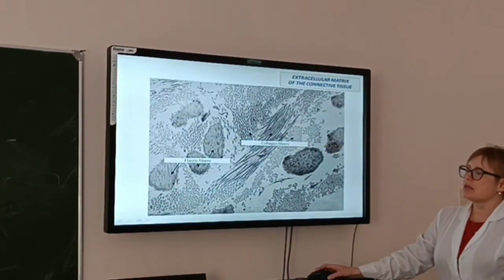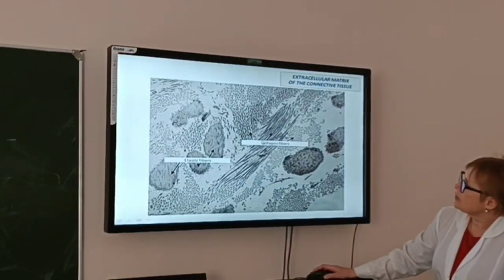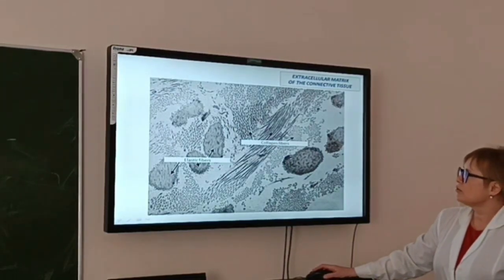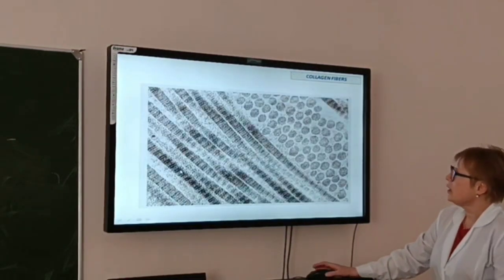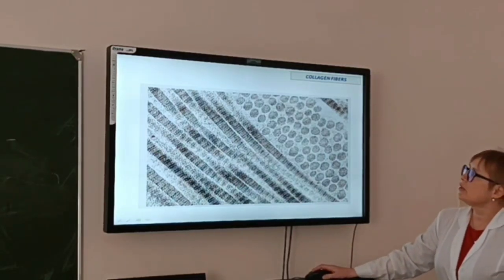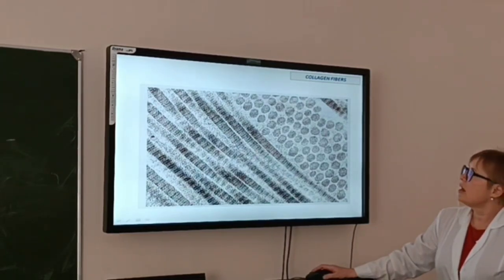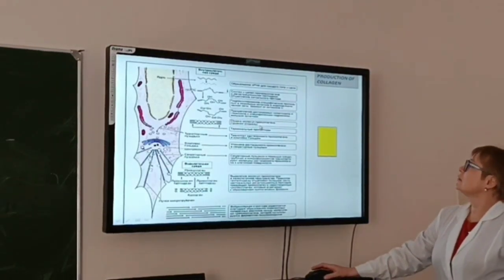Now let's consider fibers. For example, these are collagen fibers. They can be cut longitudinally or transversely. These are elements of elastic fibers. Collagen fibers at high magnification reveal cross striation. Longitudinal section, cross section. Why? Let's consider.